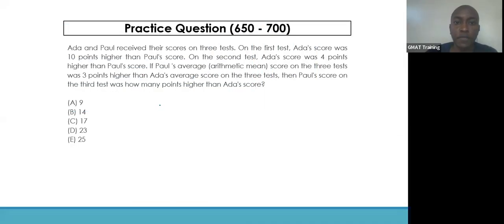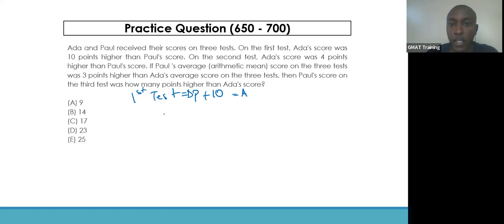Ada and Paul received scores on 3 tests. On the first test, Ada's score was 10 points higher than Paul's. So for the first test, we have Paul's score plus 10 points. That's what we have as Ada's score. This is for the first test.